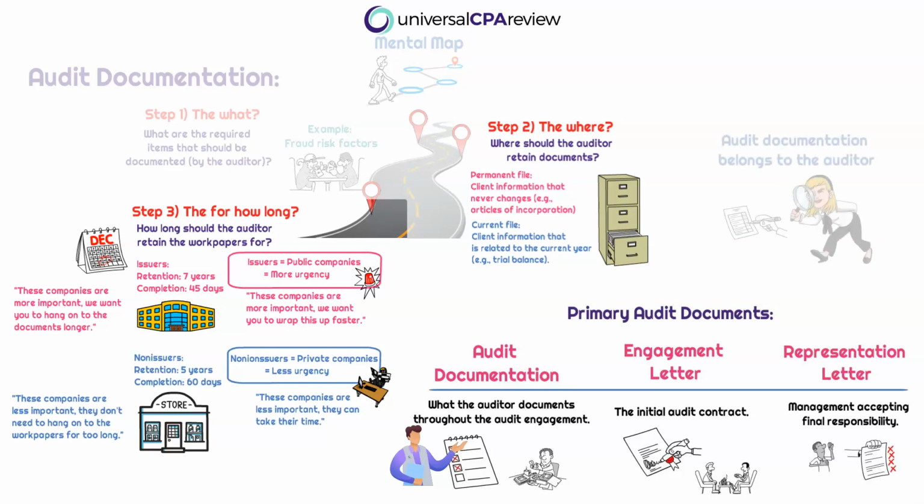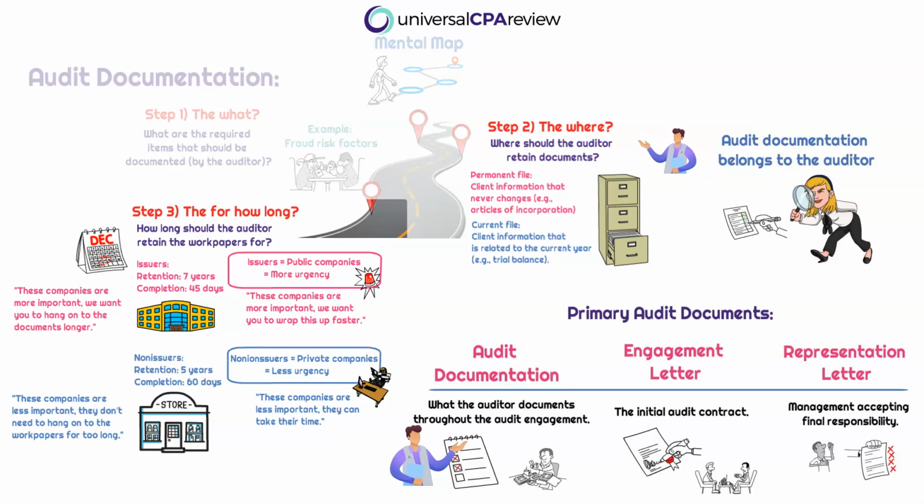Okay, so we must know that this is our audit documentation, right? This is our work papers based on our notes. And at the end of the day, this is the supporting information for presenting the audit report. So when it comes to the where, there are 2 very important files that we need to understand. We need to understand the current file and the permanent file. The current file is going to hold current information. In other words, information that is related to the current period audit report.